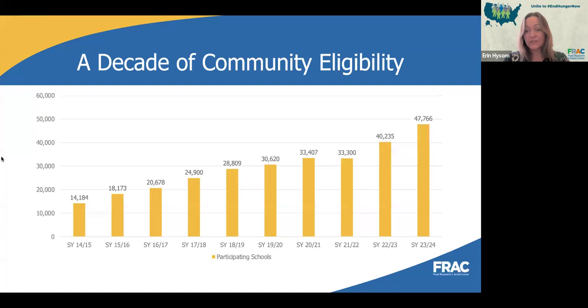As we look at this trend over time, we see tremendous growth, particularly in the last 2 school years. As I mentioned earlier, community eligibility became available nationwide in the 2014-2015 school year. Last school year, over 47,000 schools participated. That is 1 out of every 2, or 50% of schools that operate the National School Lunch Program. 50% of schools that operate the National School Lunch Program use CEP to offer free school meals to all of their students. Next slide, please.